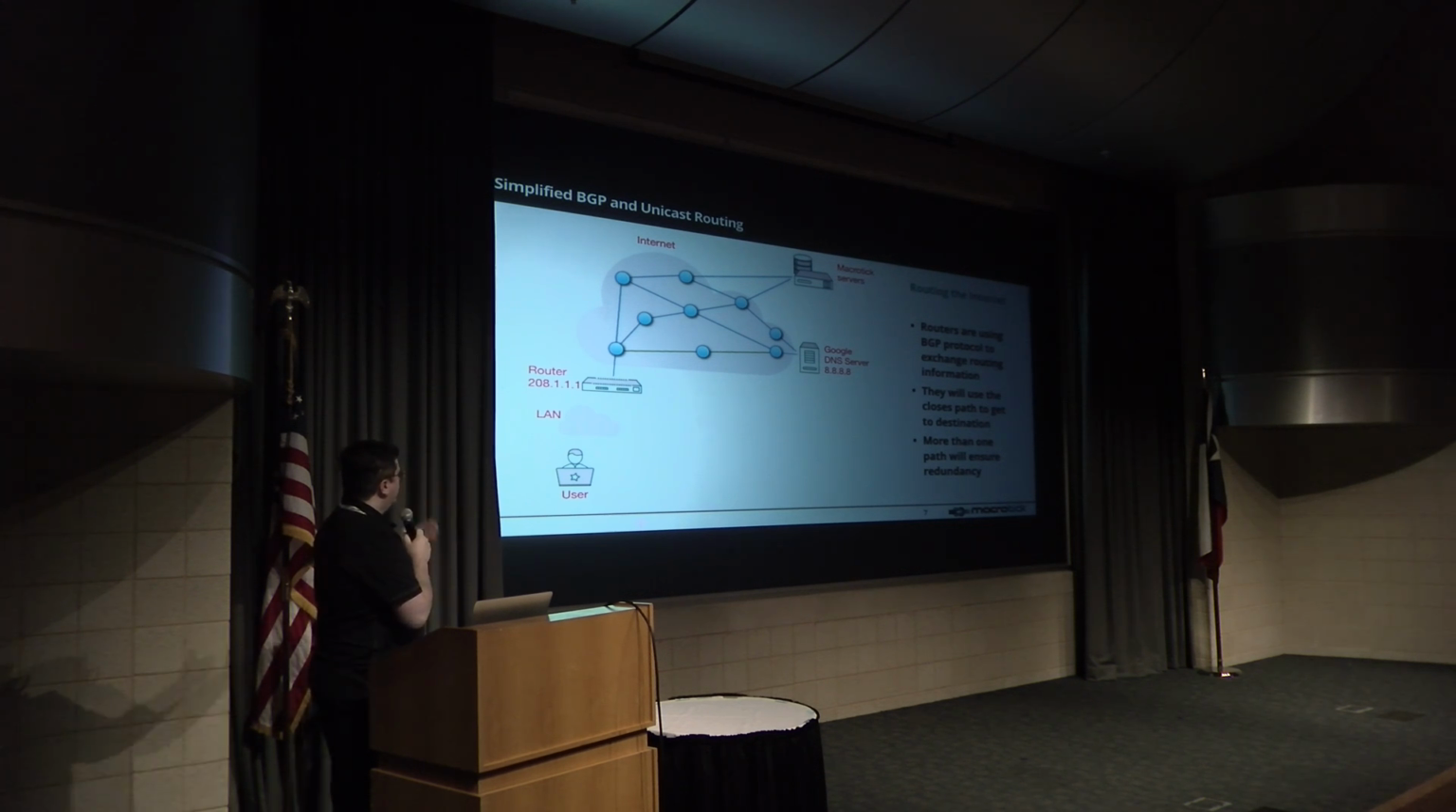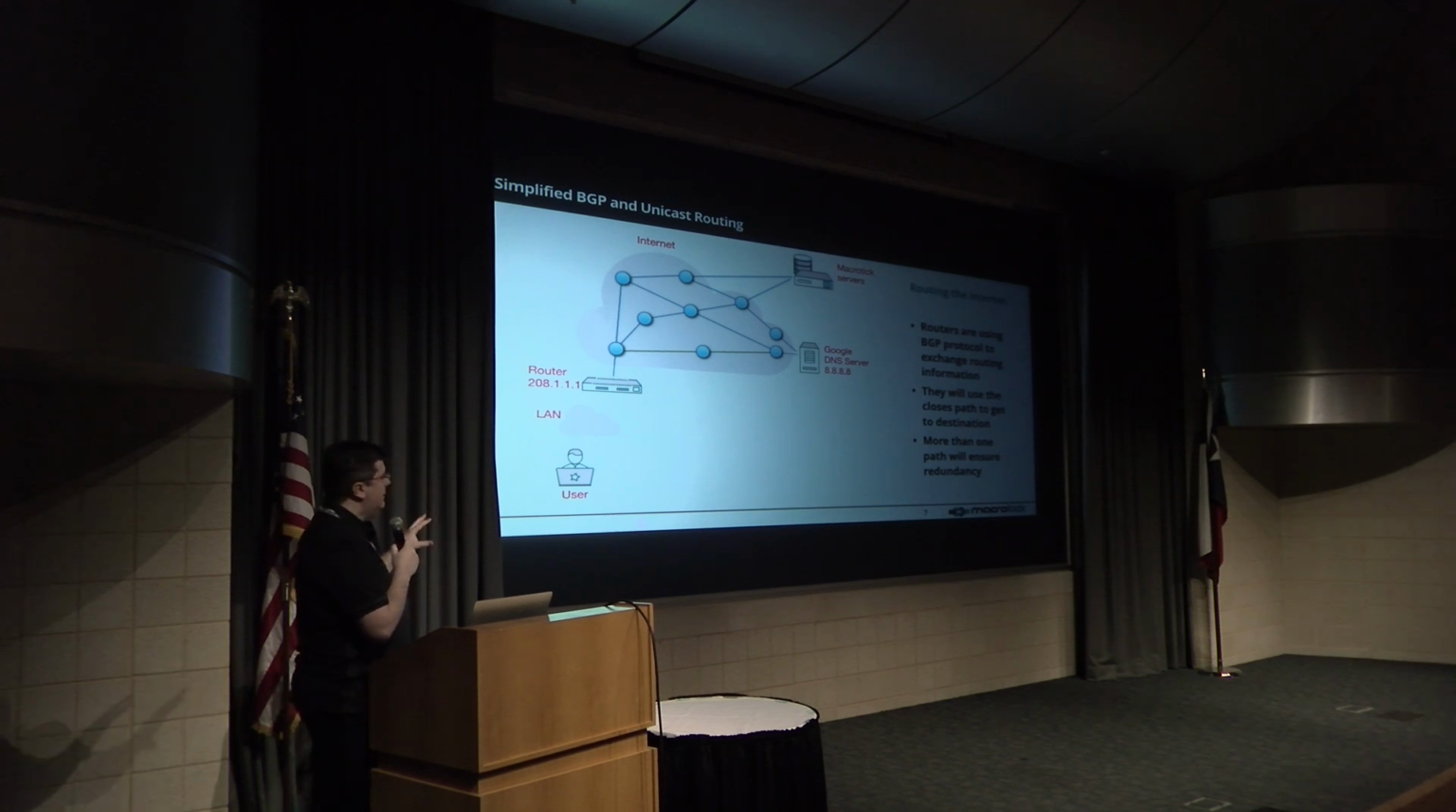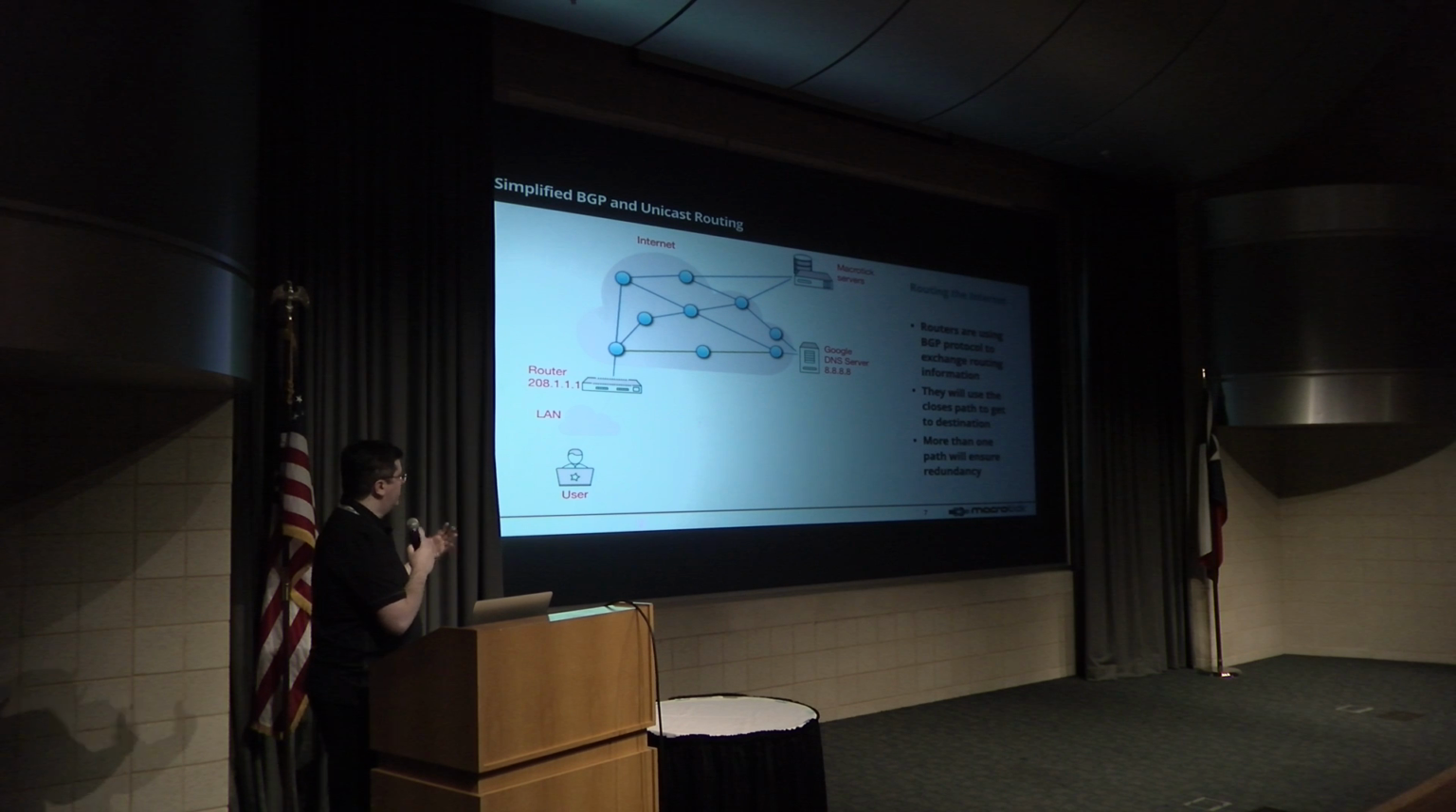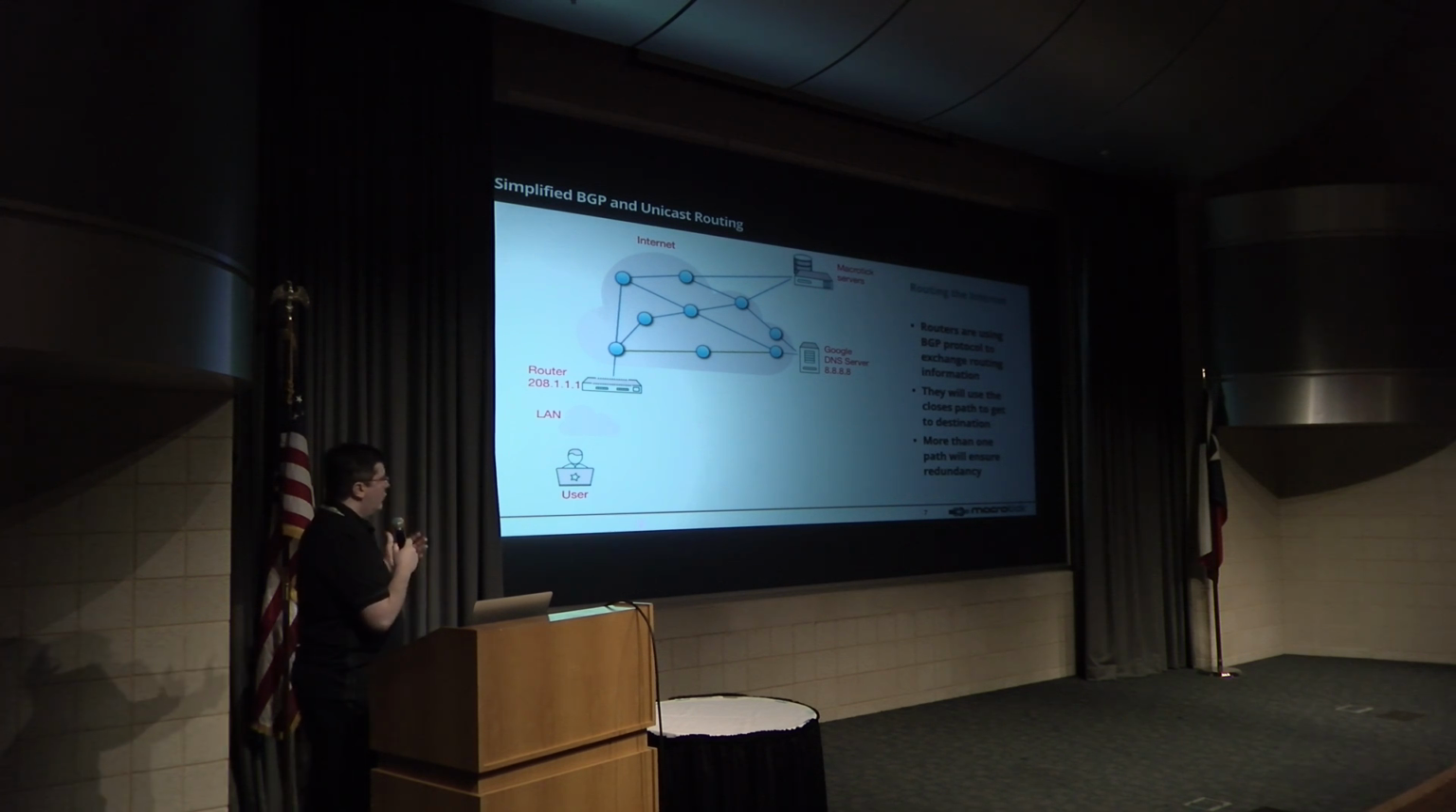So when the router is trying to get to the Google DNS, it actually goes through multiple hops, multiple routers in between, and that's what really defines the internet: the set of routers talking between themselves using the BGP protocol. That BGP protocol exchanges the routing information between all these routers. Each of them knows how they can get to different AS numbers or groups of IPs, and then they automatically choose the closest path to get to the destination.